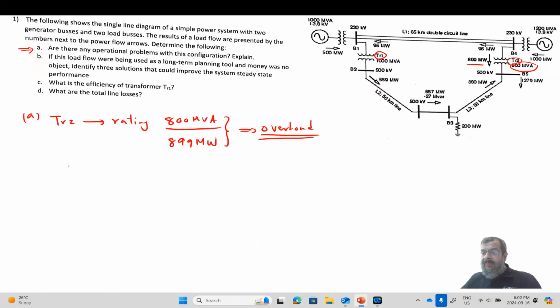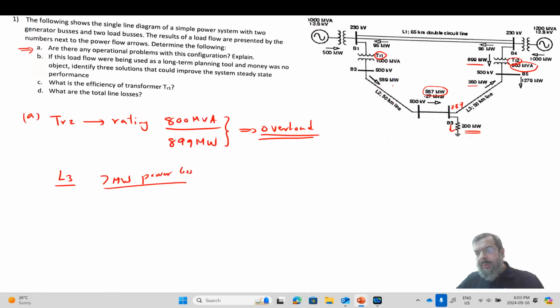The second issue I found is in L3. Now, L3 here is a transmission line. Here this is 387 because what is entering the bus is 587, and the load is consuming 200 megawatts. So basically 387 at the beginning of line 3, and at the end of the line it is 380. So we have 7 megawatt power loss.